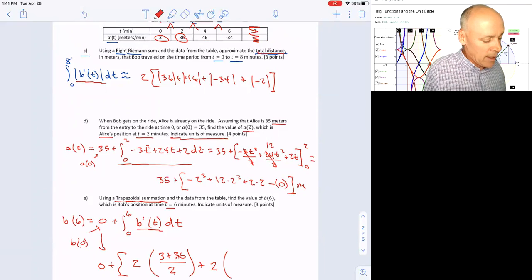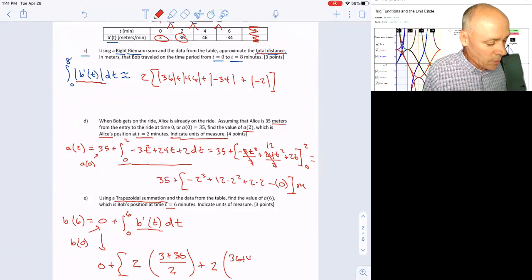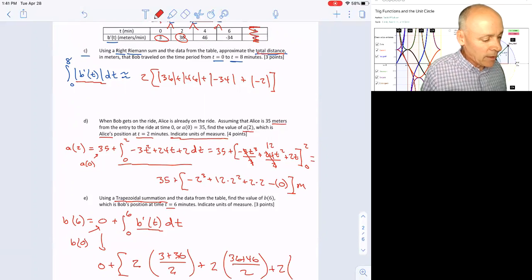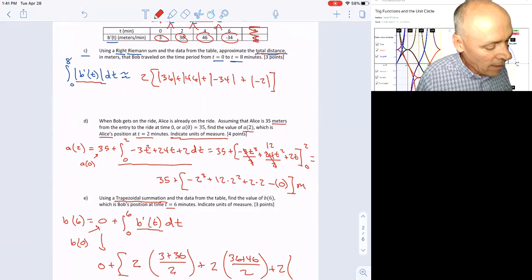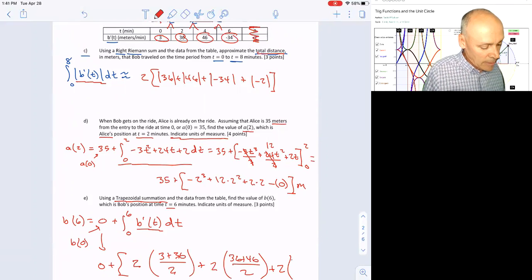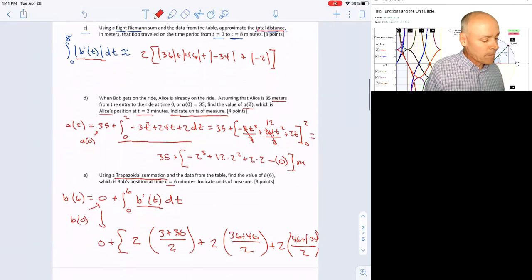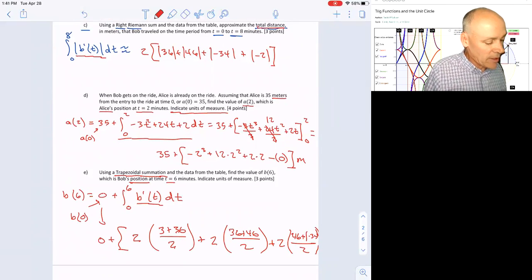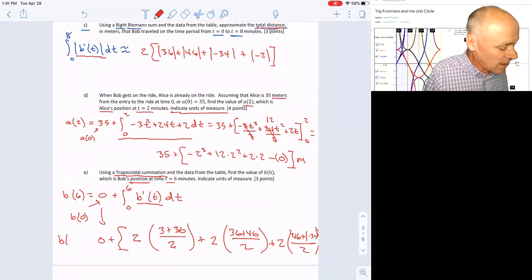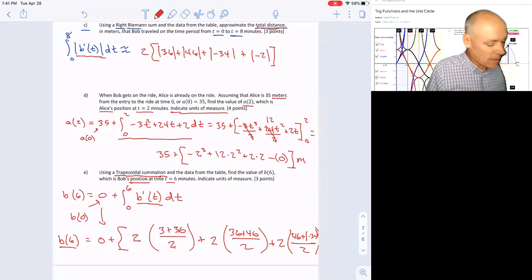Plus, again, 2 times the next one over, which is 36 plus 46 over 2. And the last one is 2 times 46 plus negative 34, so negative 34, over 2, the average of those two, because I'm looking for position, not the total distance. So that's going to be Bob's position at time 6. All right, hope that helps. Thanks, guys.